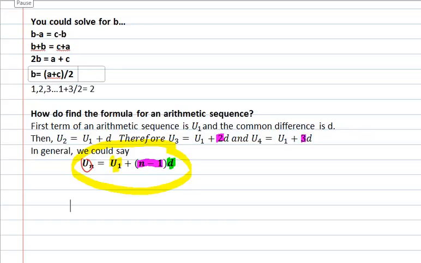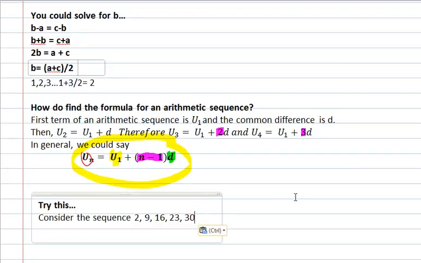Okay, let's try an example, something that you might actually see. So let's consider the following sequence: 2, 9, 16, 23, and 30. Now if you stare at it long enough, you'll figure out that there is an arithmetic sequence going on here. To prove that, we could just look at each one and find the difference. Between 9 and 2, the difference is 7, 16 and 9, the difference is also 7, 23 and 16 is 7, and 30 and 23 is 7. So there is a constant difference. In fact, d is equal to 7.